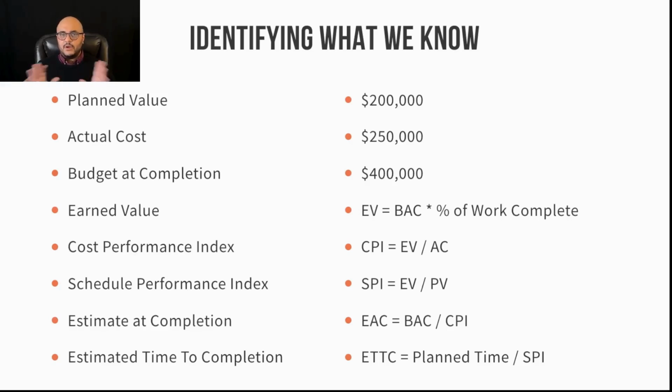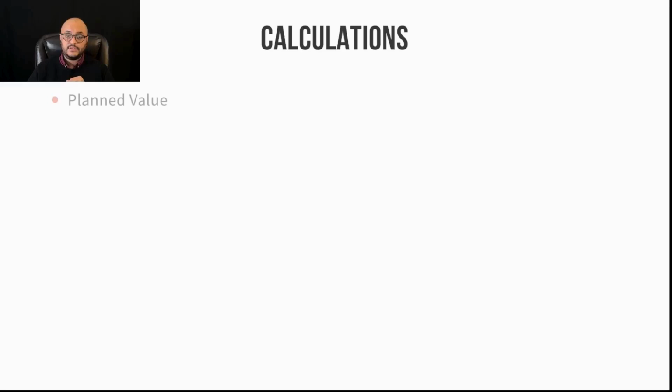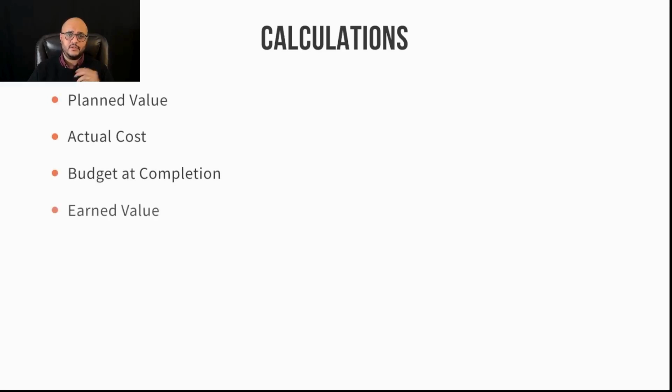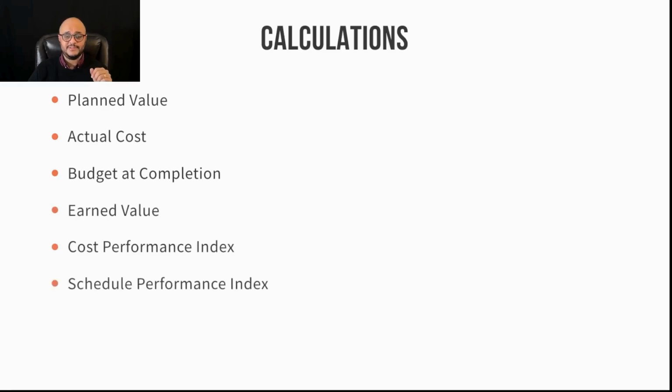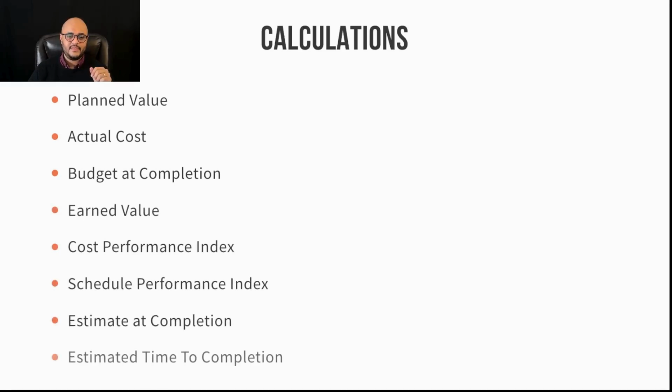Okay, this is all we know so far. Everything else is a calculation. This is all we know at this point. So let's start calculating. First, I'm going to list down everything that we currently have on the left-hand side, all our different variables over here. And we're going to identify what we know, just like we did before. And now we're going to calculate our earned value.